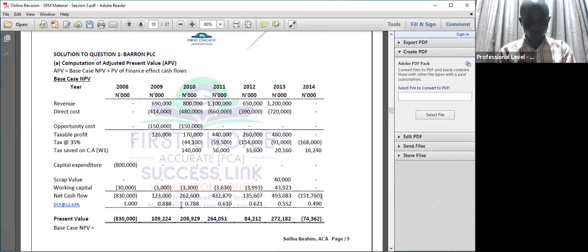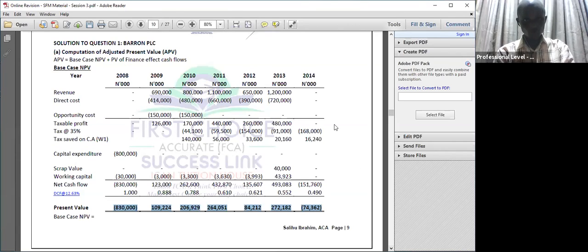Are you putting it down? Raised to power 4 is 0.636, and raised to power 5 is 0.567, and the last one, raised to power 6, is 0.507. Okay, so please, you know this PDF, I will not be able to insert it here. Insert the new discount factor, do the computation, and let me see what your final figure will be as a present value, and give me the base case NPV. I believe you got what I said?